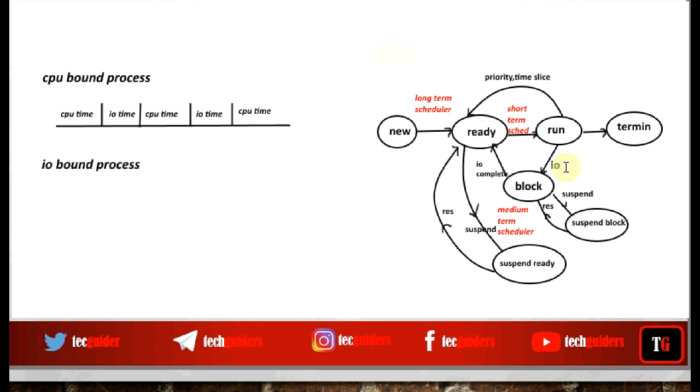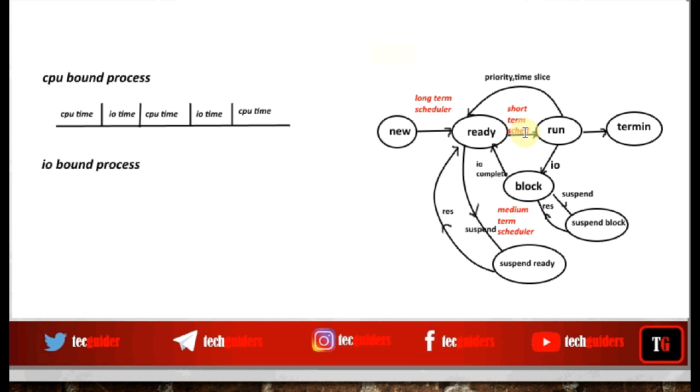Then short-term scheduler is the scheduler who decides which process is to be executed next. So this is the scheduler who decides from which process to which process the context is to be switched. There are a variety of algorithms available based on which the scheduler can pick up the next process to be executed, and these algorithms are focusing on various parameters. Different algorithms focus on different parameters.